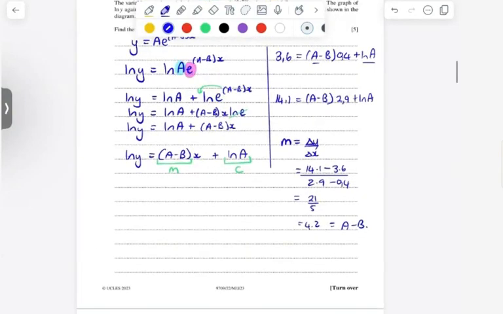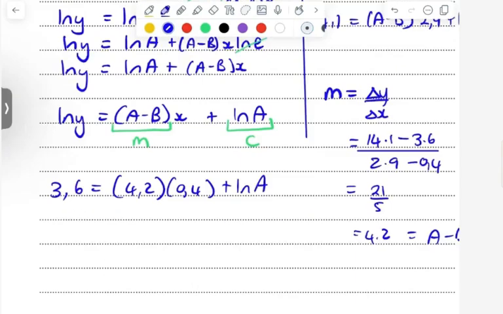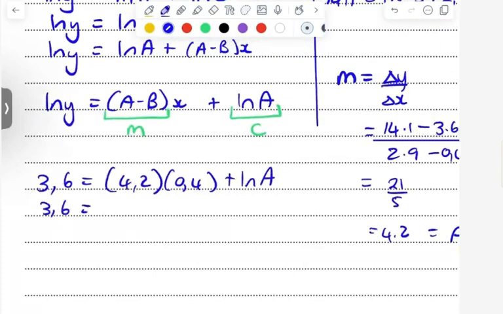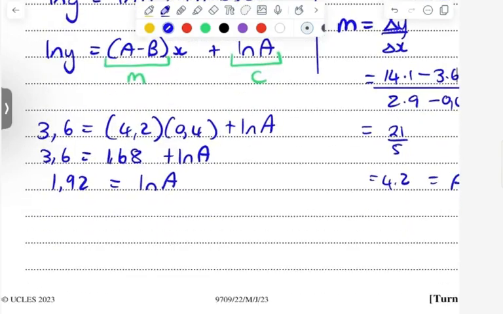So now I'm just going to rewrite this formula. 3.6 is equal to, instead of a minus b, I'm going to say 4.2 times 0.4 plus ln a. Okay, that immediately makes it easier. There's different ways to solve these. I think you can practice each of them. Okay, 1.92 is equal to ln a. If you have one ln on one side, you can raise each side to e, and then those inverses cancel out.